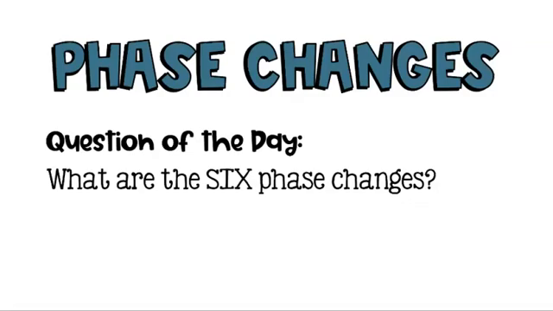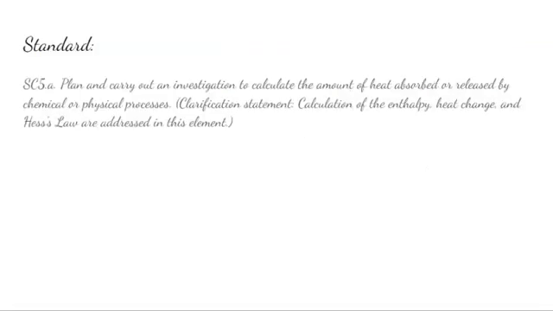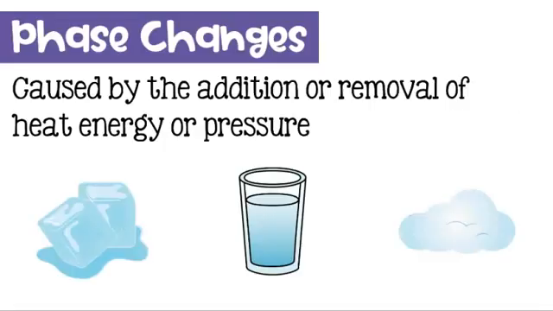Hello everyone, this is Miss Chelsea and today we'll be learning about phase changes. Our question of the day is: what are the 6 phase changes? Our current standard is SC5A, which is to plan and carry out an investigation to calculate the amount of heat absorbed or released by chemical or physical processes.